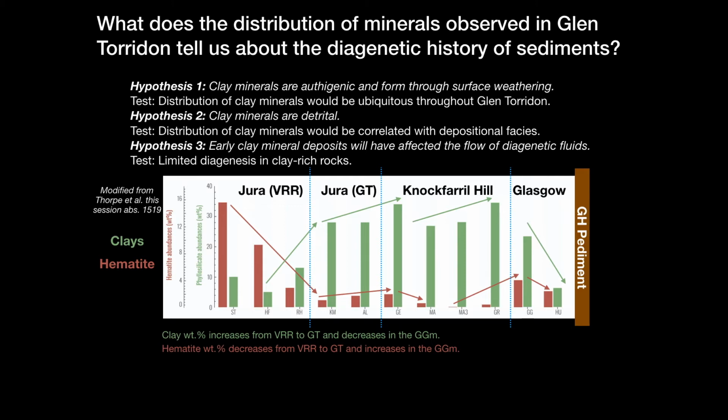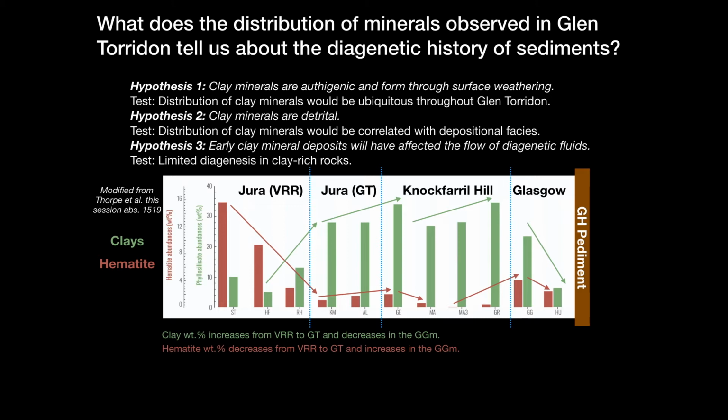Hypothesis 2 is that the clay minerals are detrital, and in this case, the distribution of clay minerals would be correlated with depositional facies. And lastly, the early clay mineral deposits will have affected the flow of diagenetic fluids, and this can be tested if there is limited diagenesis in clay-rich rocks.